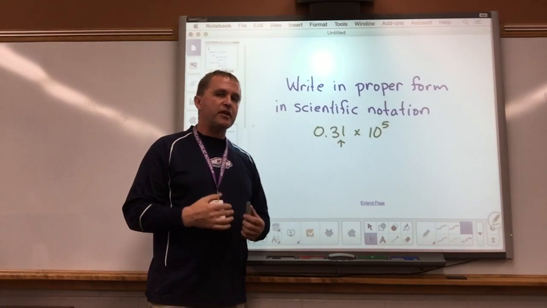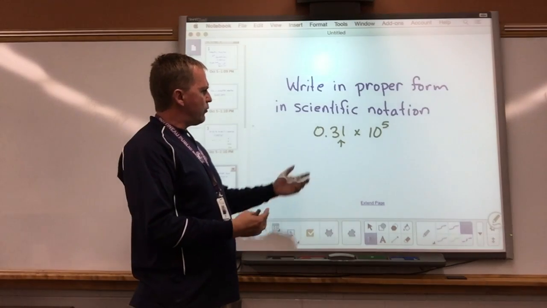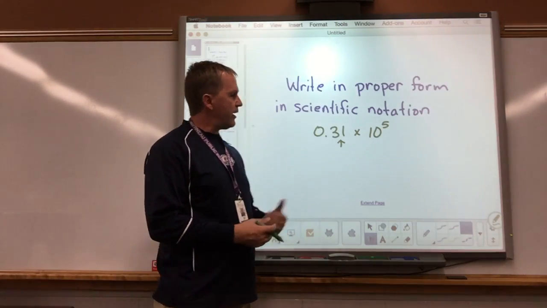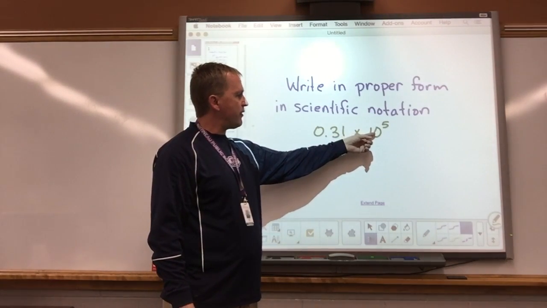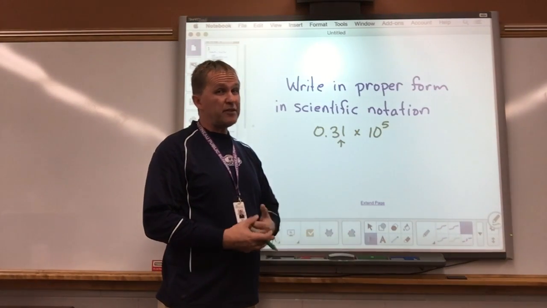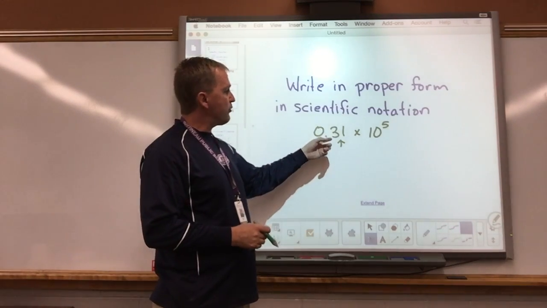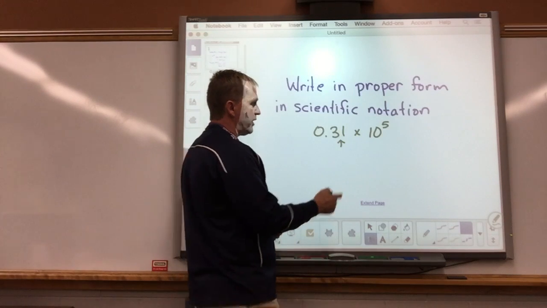I see a lot of students that have trouble trying to decide, when I move it one spot, does this go down 1 or does this go up 1? And here's what I would say. Think about this. If you take 0.31 times 10 to the 5th, multiplying by 10 to the 5th, that's a pretty big number. In fact, that's going to be the number 100,000. If you take 0.31 times 100,000, that's going to move the decimal 5 spots to the right.